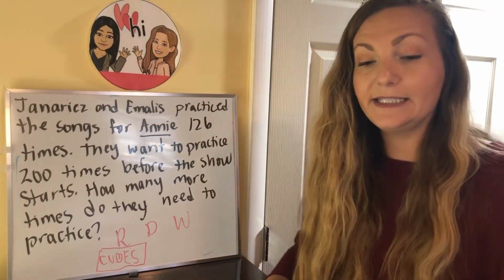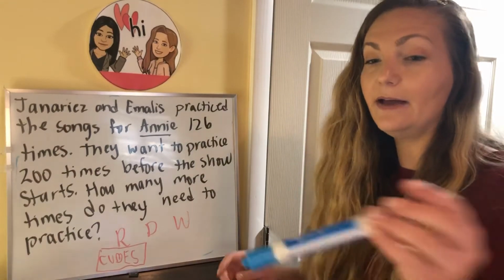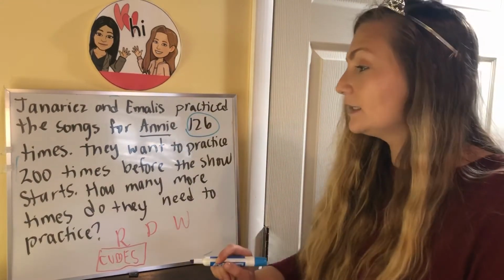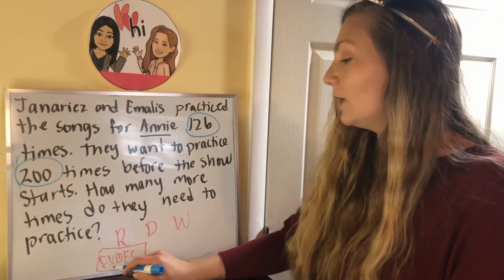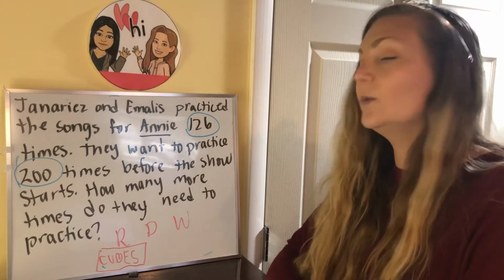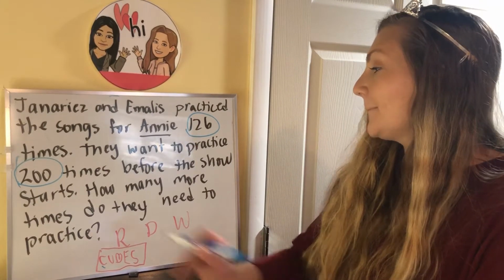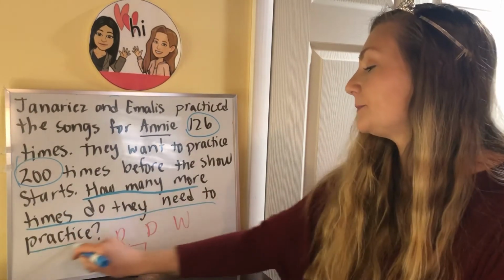So now we've read twice, and here under read, we need to follow the directions for CUBES. C stands for circle key numbers. If you see the key numbers, say them out loud. 126 and 200. U stands for underline the question. Where's the question here? What word does it start with? How? How many more times do they need to practice?